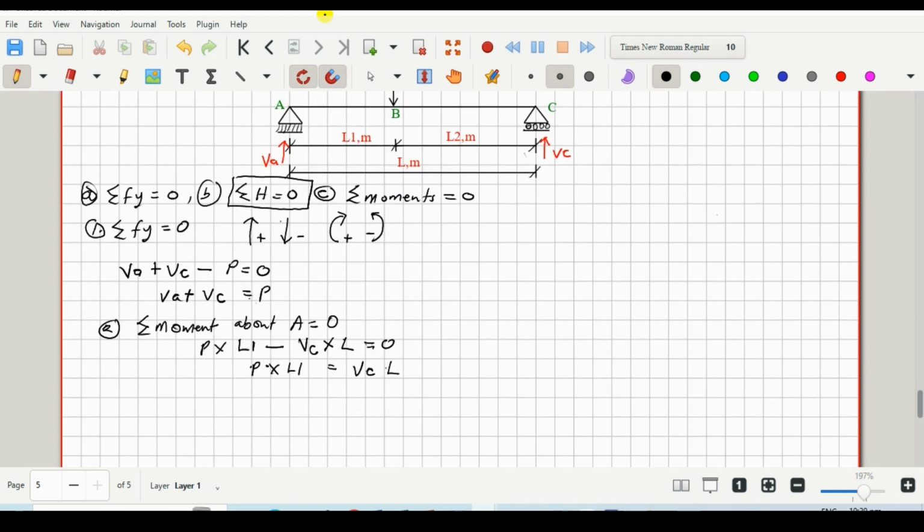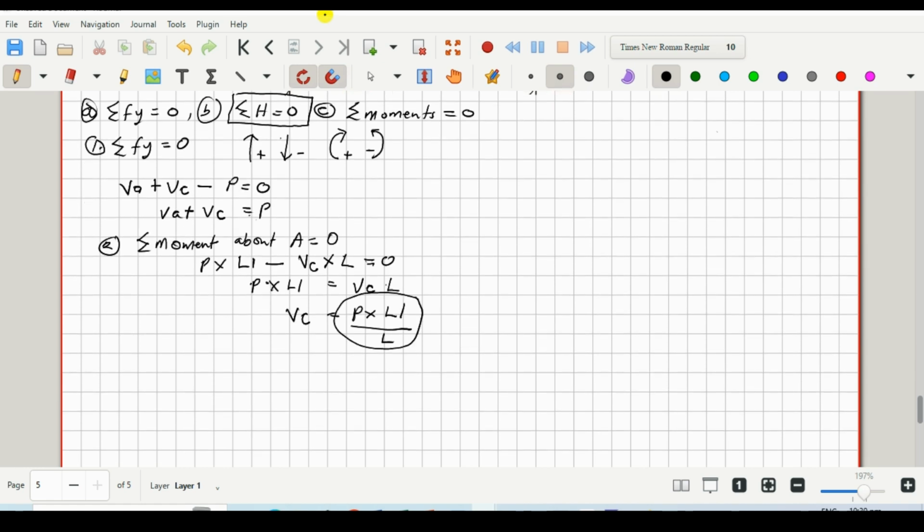And since we are looking for the support reaction, our VC will be P times L1 all over L. So this will be the formula that returns the support reaction at VC.